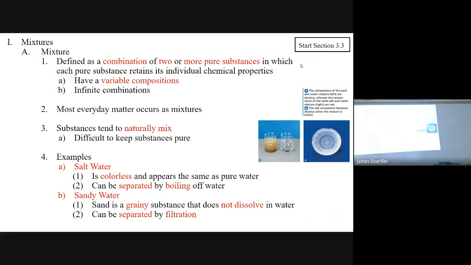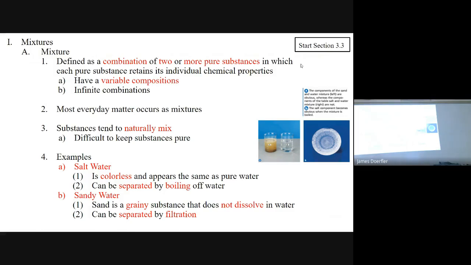Some examples of mixtures are salt water and sandy water, and yes, there is a difference between those two. Salt water is simply going to contain dissolved salt, colorless. It almost looks like it's pure water, okay? But we can separate the salt water mixture through some physical properties. Water boils at a significantly lower temperature than salt does. So we can take that salt solution and heat it up to boiling. That water is going to go from liquid to vapor, and then it's going to leave behind the salt. And that salt, once it's all left behind, is going to have the same chemical properties as it did before it went into the solution.